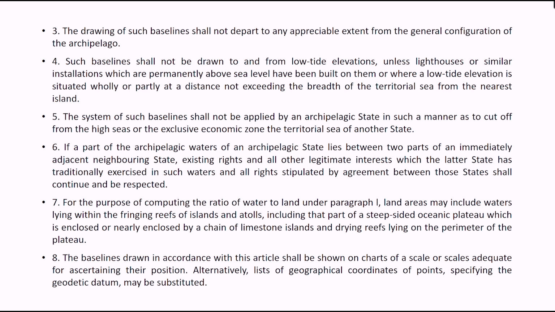If a part of the archipelagic waters of an archipelagic state lies between two parts of an immediately adjacent neighboring state, existing rights and all other legitimate interests which the latter state has traditionally exercised in such waters, and all rights stipulated by agreement between those states shall continue and be respected.